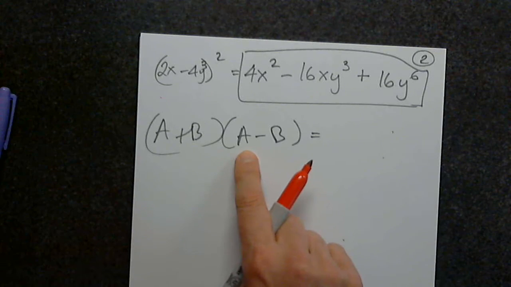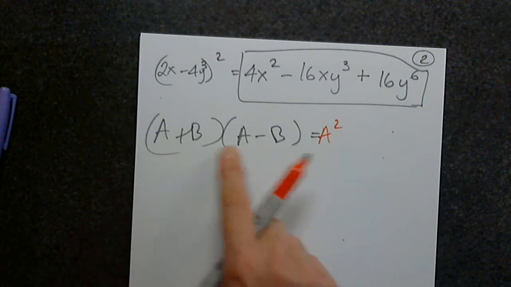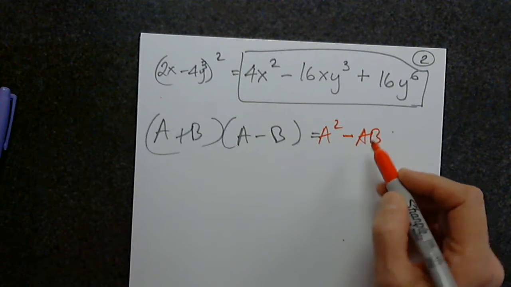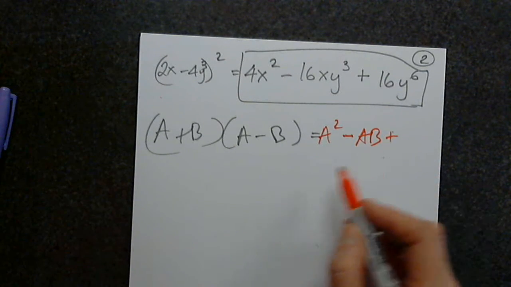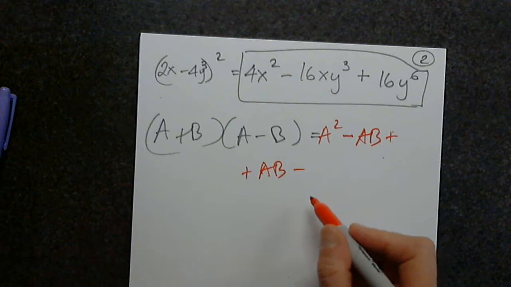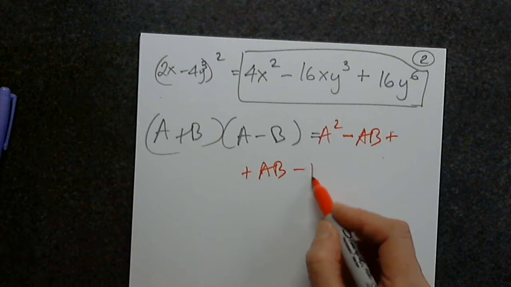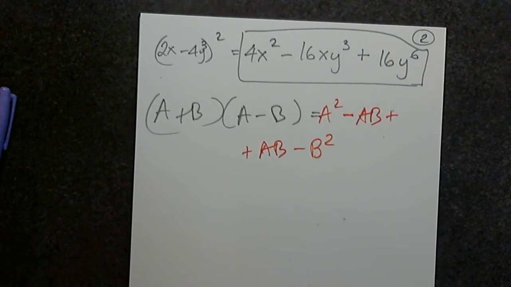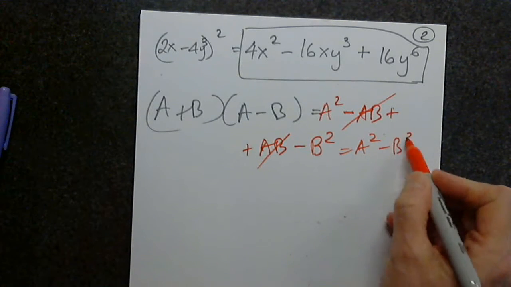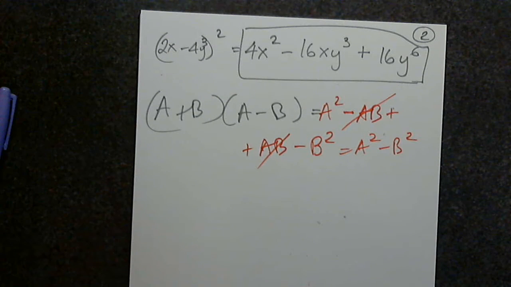So A times A. A squared. Very good. A times negative B. Negative AB. B times A plus AB. Very good. And positive B times negative B. Negative B squared. Very good. What do we notice? It's just they cancel each other out. So this is not a trinomial, right? So when we multiply two binomials that are identical but they have opposite signs, this is the difference of squares.